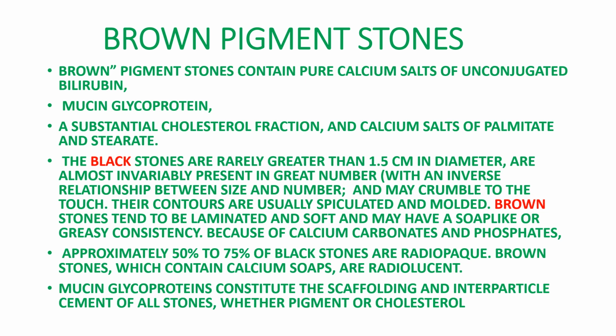Mucin glycoprotein, I told you, is a constituent which is found in almost all types of stones. The black stones are rarely greater than 1.5 centimeters in diameter and almost invariably present in great number, with an inverse relationship between the size and number. What does it mean? The greater the number, the lesser the size. The lesser the number, the greater the size. They may crumble to touch. Their contours are usually spiculated and molded.